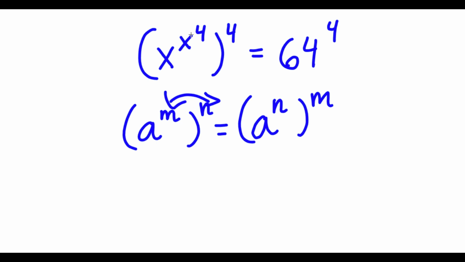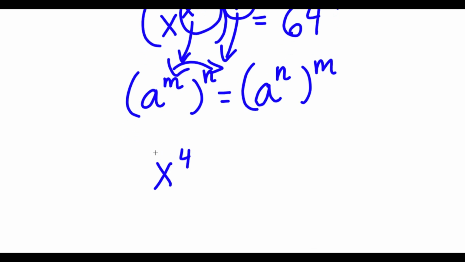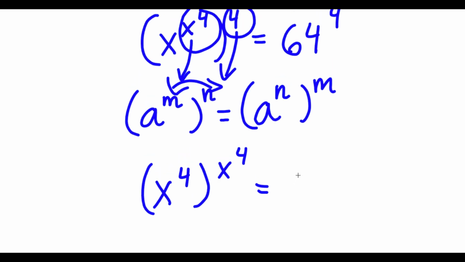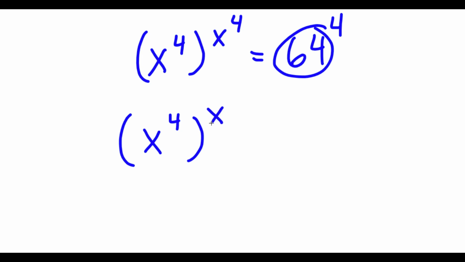So in this case, we can think of x to the power of 4 here as m and 4 as n. So if I switch the places of these two, I get x to the power of 4 to the power of x to the power of 4 is equal to 64 to the power of 4. Now I'm going to replace 64 with 8 squared. So now I have x to the power of 4 to the power of x to the power of 4 is equal to 8 squared to the power of 4.